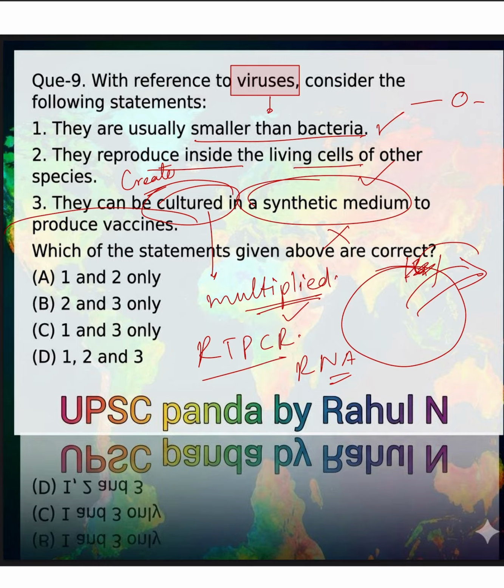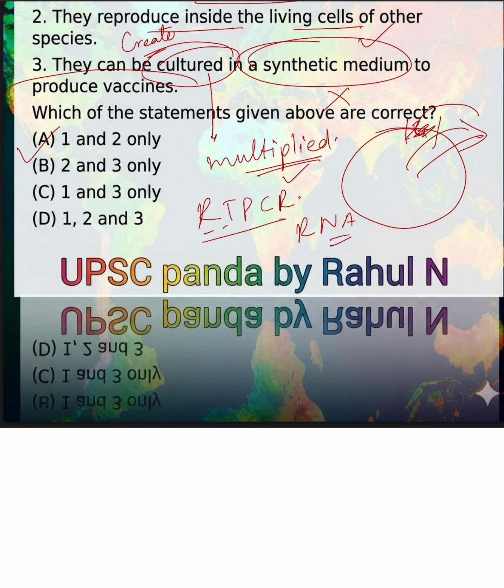So statement 1 and 2 is correct, not the third one. Answer is A. Remember this difference, culture and multiplication. Reverse transcriptase polymerase chain reaction means we used to multiply that. Then come to the next question.